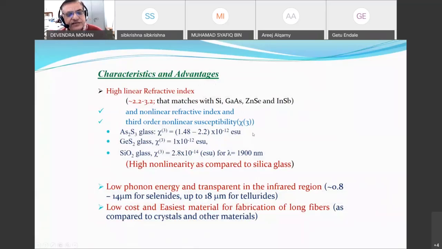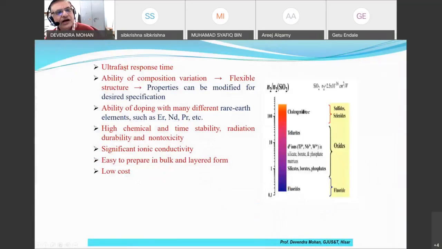So, characteristics of chalcogenide glasses we have discussed. So, ultra fast response time of chalcogenide glasses is also one of the important things. So, ability of composition variation, where we can have the flexible structure. Properties can be modified by desired specification. So, doping is one of the important things, that rare earth doping we can do with these chalcogenide glasses, radium, etc. So, high chemical and time stability, radiation durability, and non-toxicity. So, significant ionic conductivity, easy to prepare in bulk and layered form. And what we look for, always low cost.